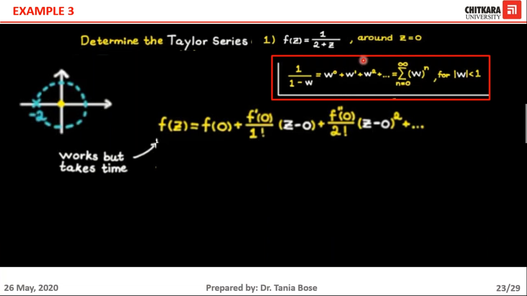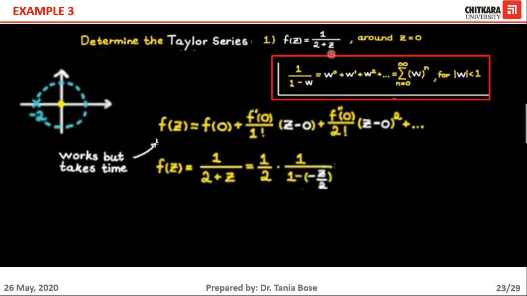Now to use this binomial, what is the mandatory condition? The condition is that mod of w should always be less than 1. So whenever we are using the shortcut, we have to obey this rule, right? Now let us see how to incorporate this binomial in our question. So f of z is 1 upon 2 plus z. Now look at this term. The constant term should be 1. What is our constant term here? It is 2. How will you make it 1? You have to take out 2 common.